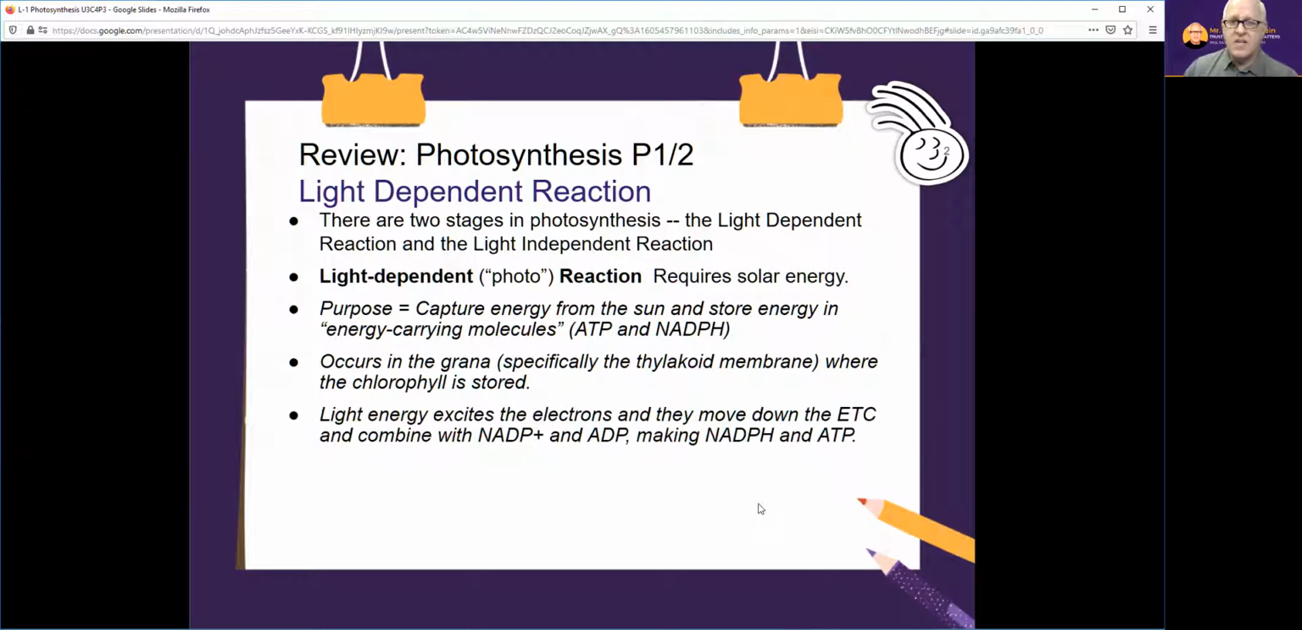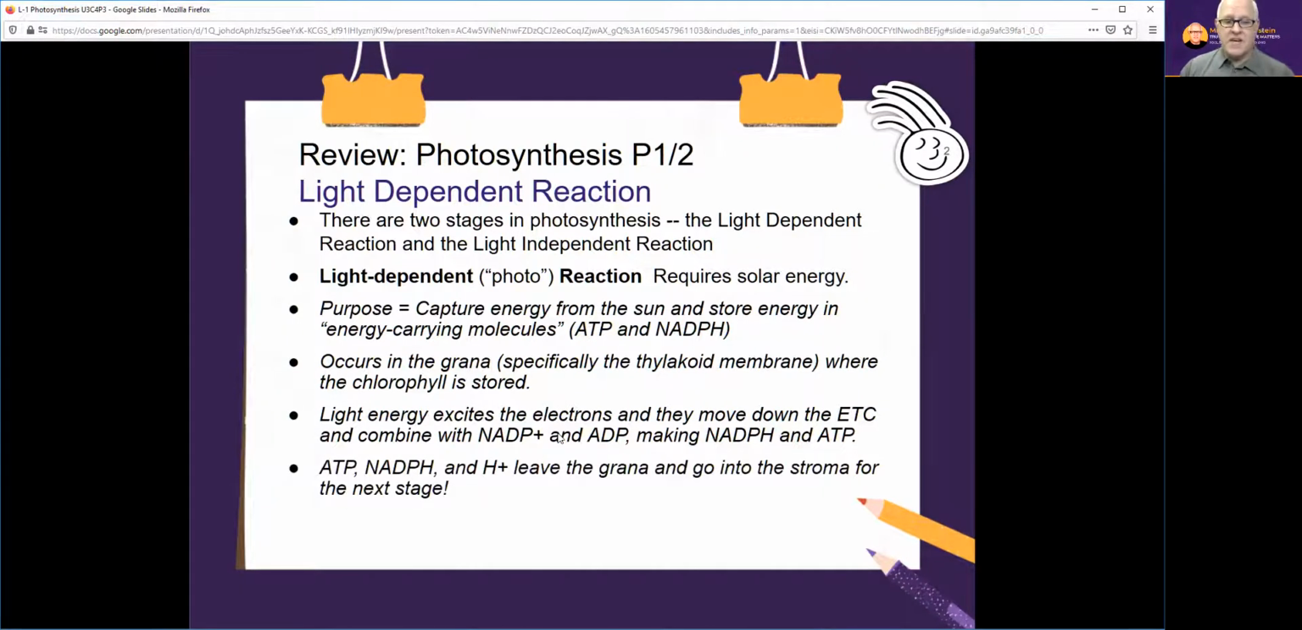The light energy excites the electrons, they start moving around, and they move down the electron transport chain and combine with NADP plus and ADP, making NADPH and ATP. Then that ATP and NADPH plus a hydrogen ion leave the grana and go into the stroma, that fluid-like substance in the chloroplast, for the next stage.